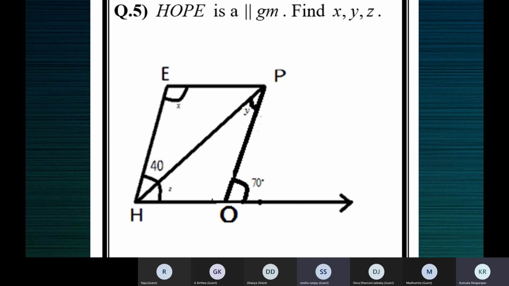In triangle POH, these are the three angles, Y, A and Z. So the sum of the three angles is equal to 180. Y plus A plus Z is equal to 180. We know Y is 40 degrees and A is 110 degrees. So 40 plus 110 plus Z is equal to 180. Working this, we get Z is equal to 30 degrees. Very good, children.